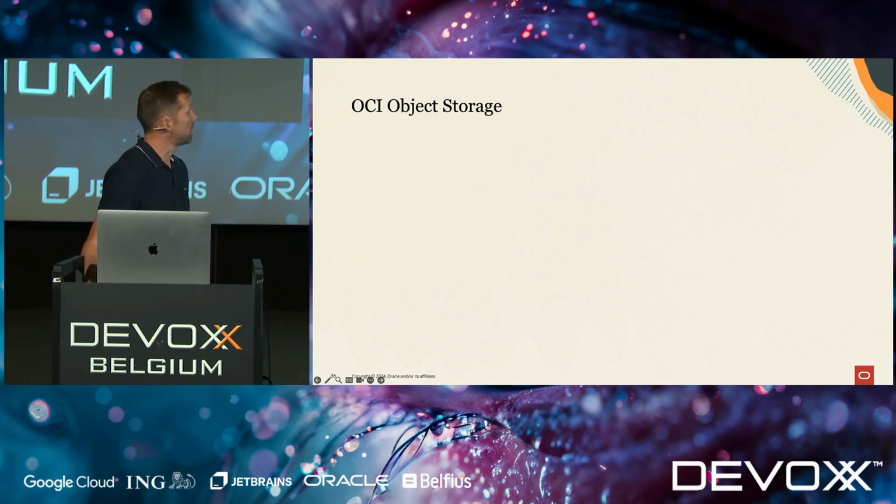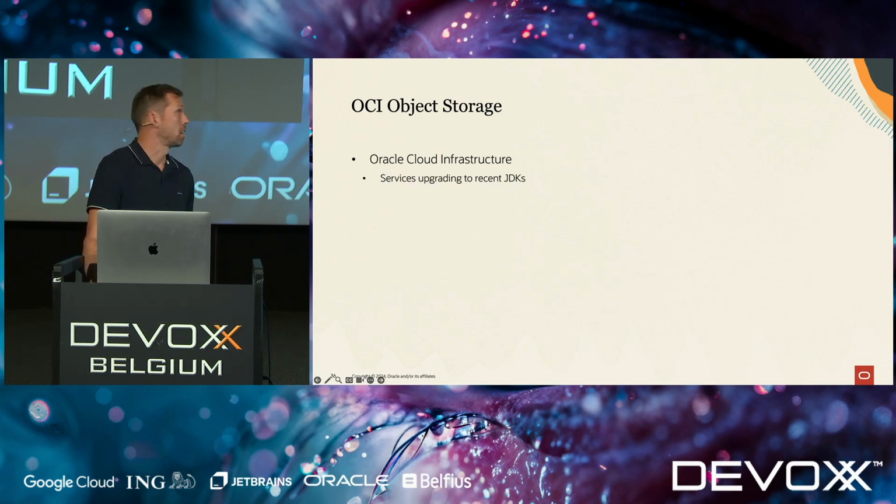The last external, or actually internal, example is from an Oracle team in the Oracle Cloud Infrastructure. They are also looking at upgrading. A lot of the services in the Oracle Cloud have been on older JDK releases, and since you get free performance, they are looking to upgrade. The object storage team is no different.